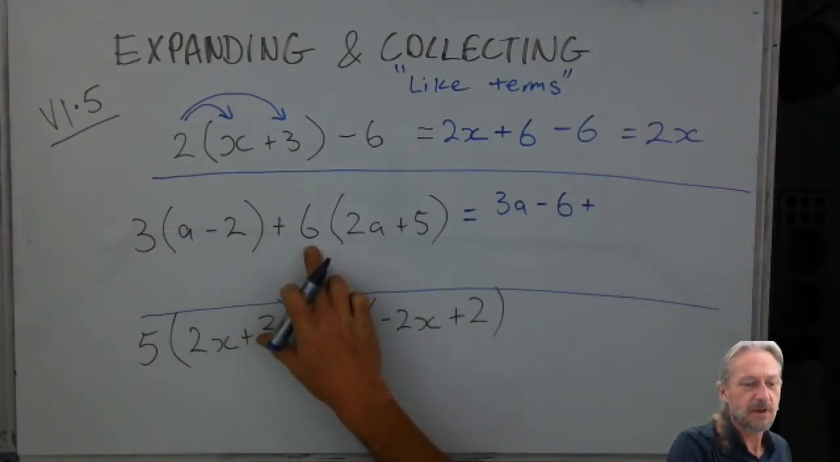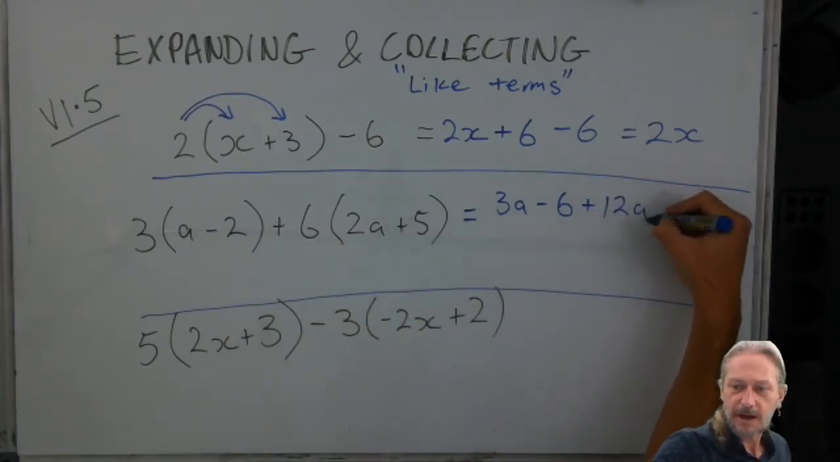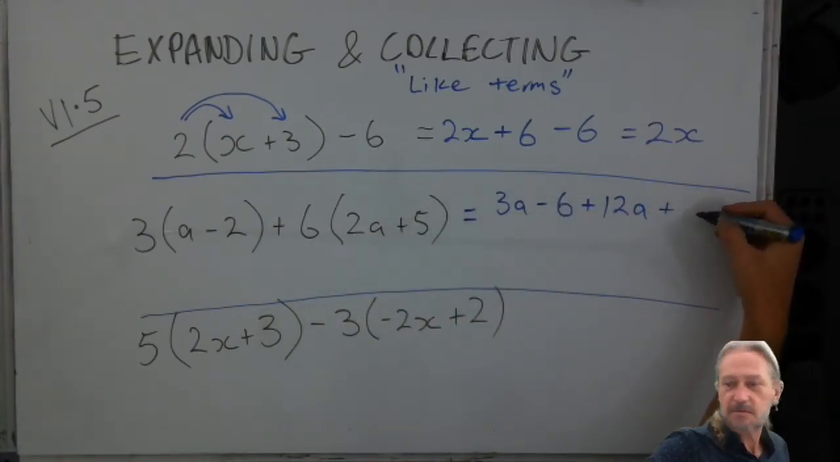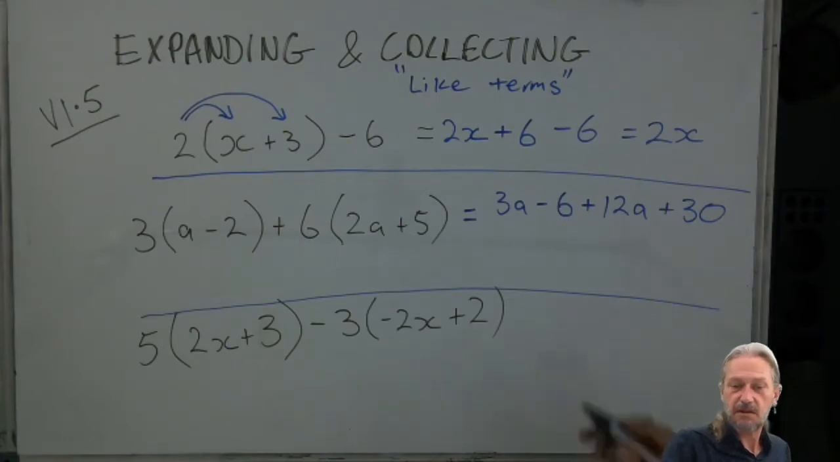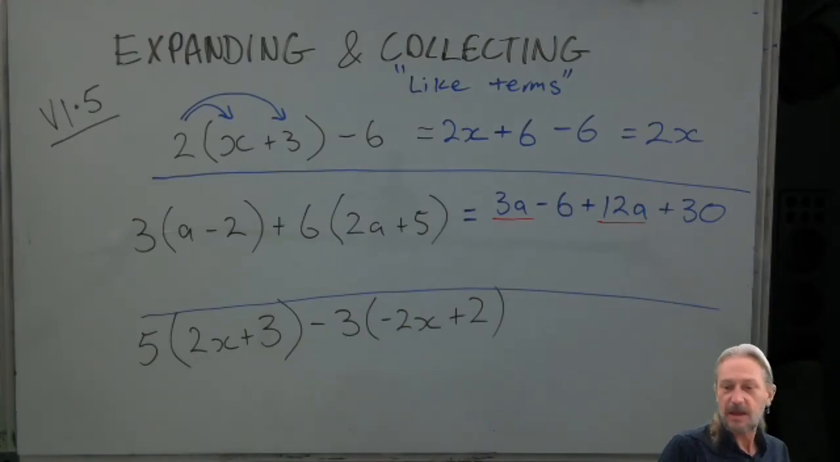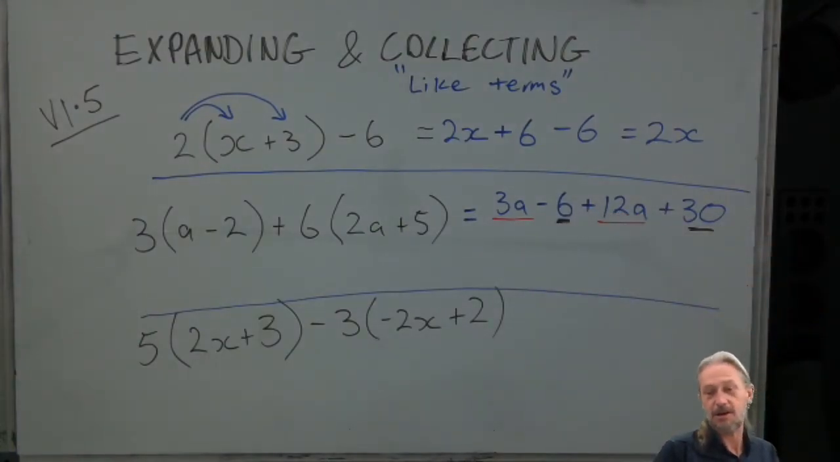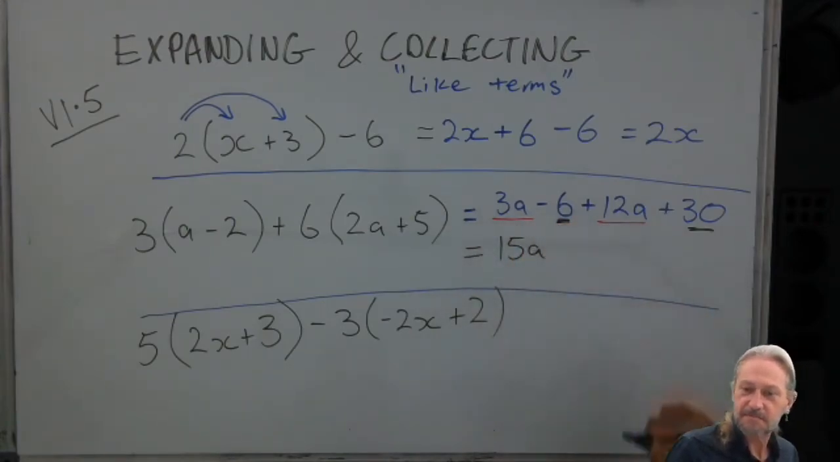So this is positive 6 times positive 2 is 12a. And that's a positive times a positive, so we're adding again. 5 times 6 is 30. So just to have a little quick look, we've got 3a and 12a, and we've also got 6 ones and 30 ones. That's how I like to think of it. So we've got 2 things to collect together. So 3a plus 12a, this equals 15a.